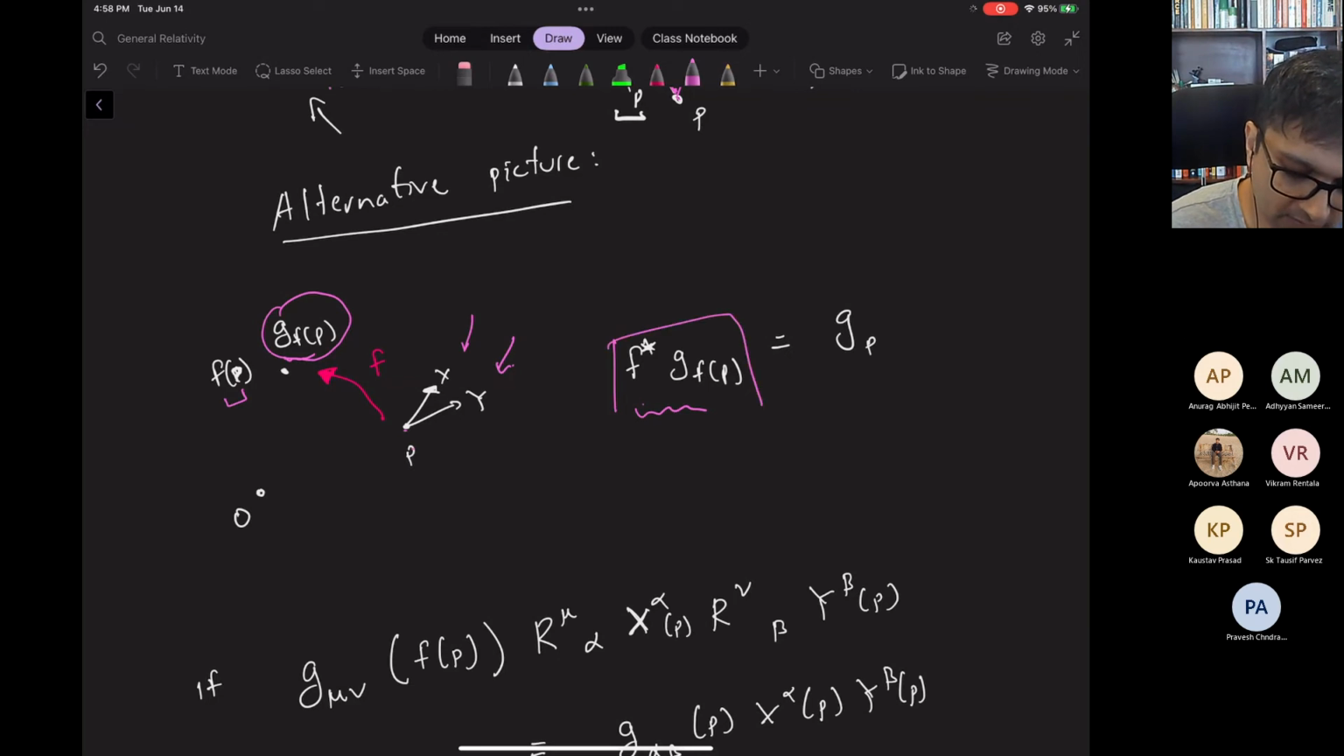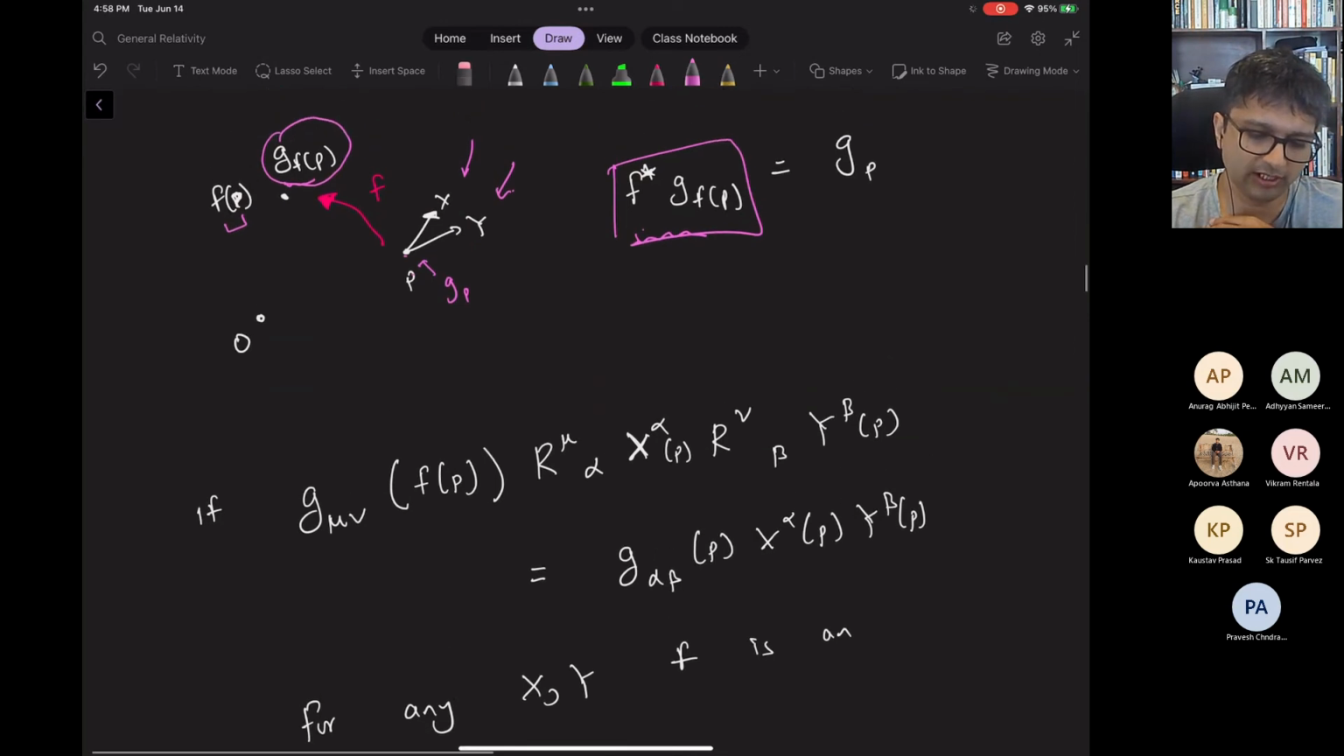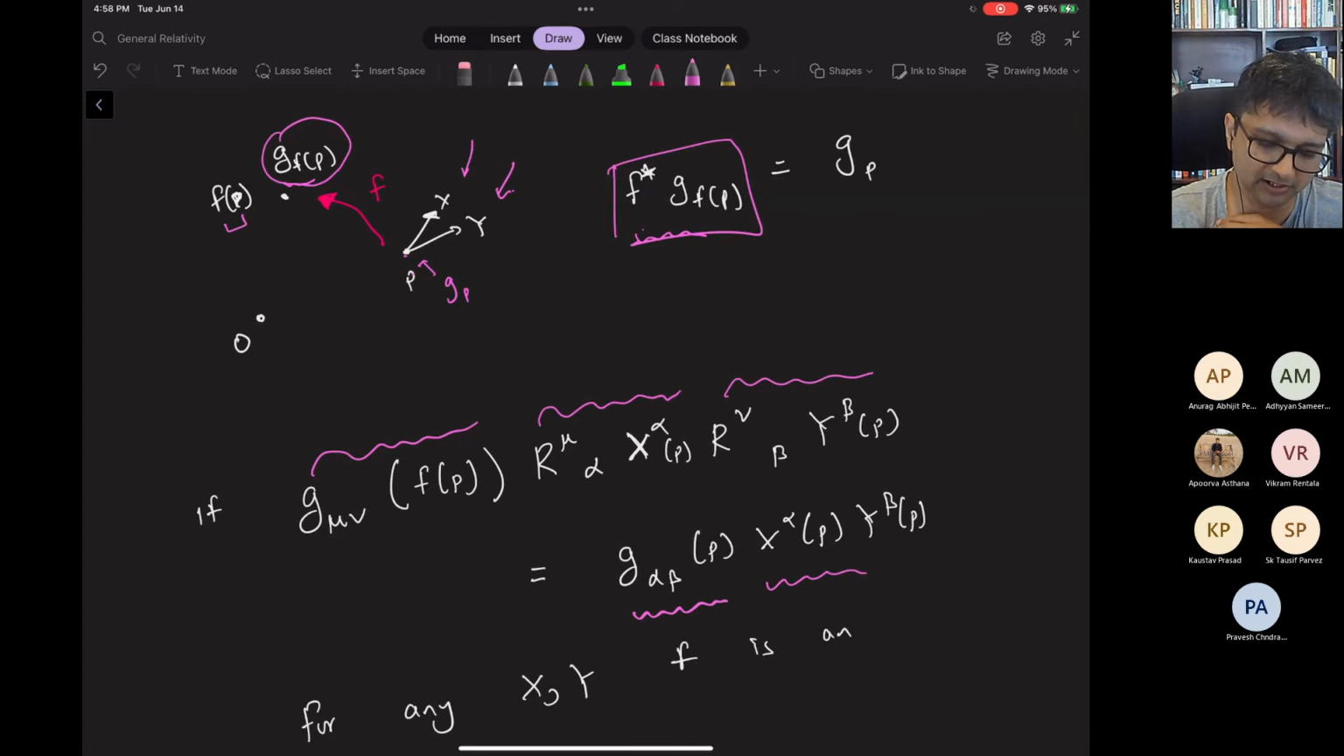If the pullback metric is the same as the original metric here, this would also preserve the inner product of vector fields, and we would call this map f also an isometry. In components again, it's easy to understand what's going on. The inner product can be thought of as g_{mu nu}. If I look at the push forward, it's R^mu_alpha X^alpha, R^nu_beta Y^beta. I want this to be equal to the original inner product, which is g_{alpha beta} X^alpha Y^beta. Now I can think of this R as associated with this X, in which case I'm thinking of this as a push forward.